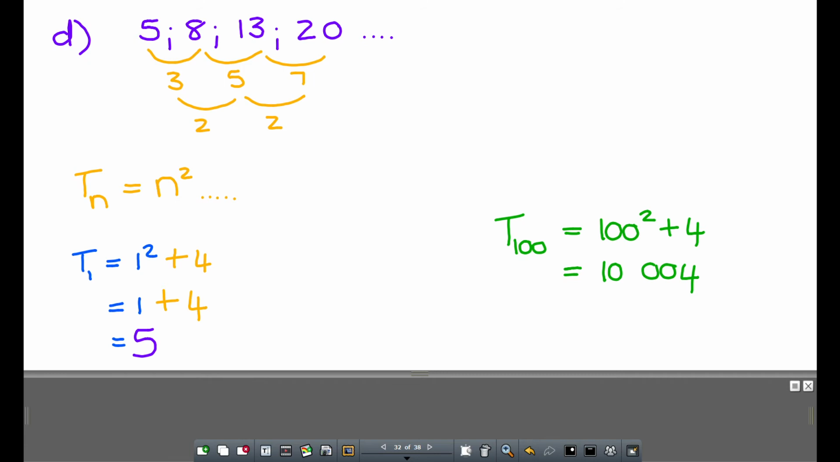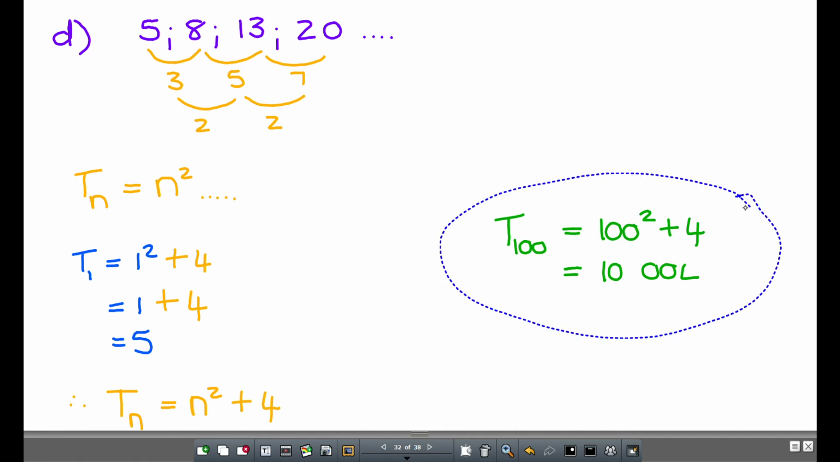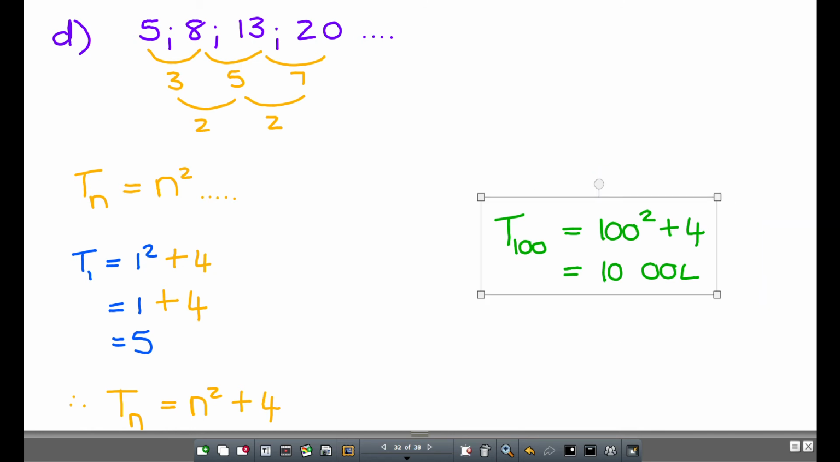2 squared, which gives me 4. And then if I add 4, it does give me that 8. Okay. So my formula, so sorry, my term n will then be n squared plus 4. All right. So then they also wanted term 100. So on the right hand side over here, term 100 would then be 100 squared plus 4, which would then be 10,004.